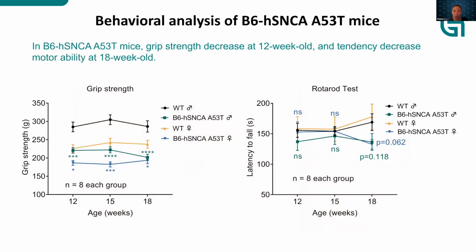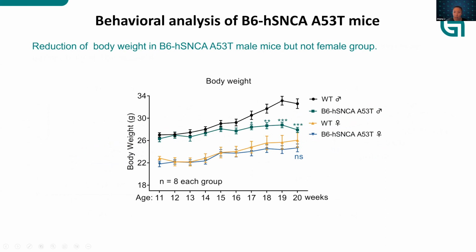A few simple behavioral tests using these mice. On the left side is the grip strength, showing the muscle strength of the animal. We have been looking at female and male mice. They seem to have lost muscle strength when they are 12 to 18 weeks of age. And on the rotarod testing, they don't seem to have a very profound imbalance or loss of endurance yet. However, the trend is there among 18-week-old animals. And finally, parallel to these behavior changes, we do see a change of body weight between the mutant versus wild type.